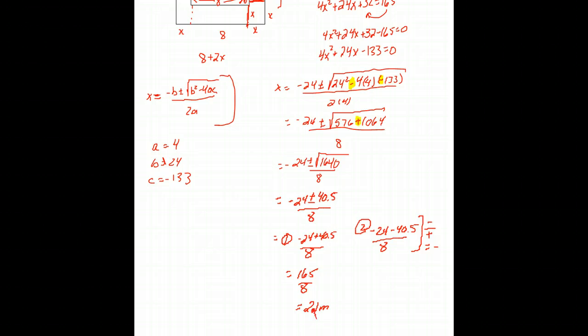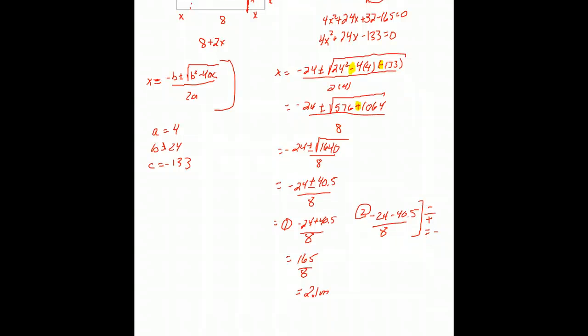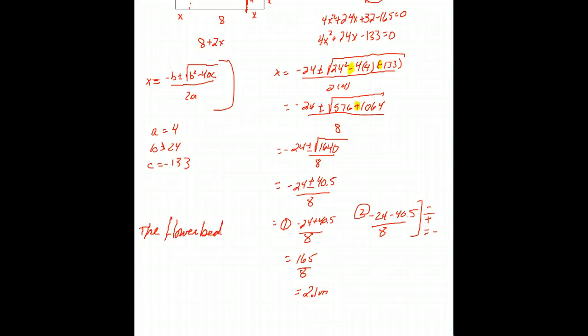Now we go back up to our original question. So 2.1. And we were asked to find the width of the flower bed. We've done that. The flower bed is 2.1 meters wide. So these questions end up with a statement. So the flower bed is 2.1 meters wide.